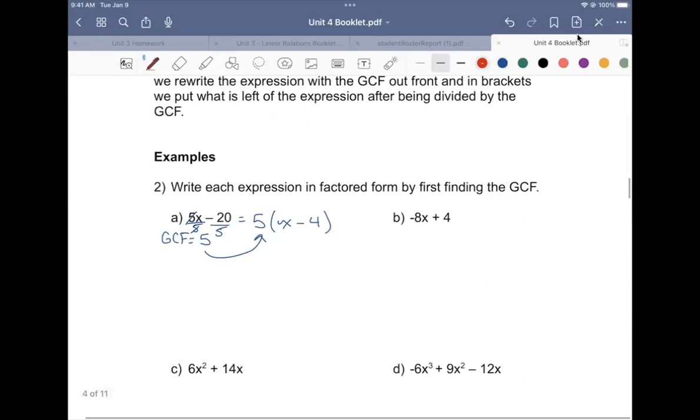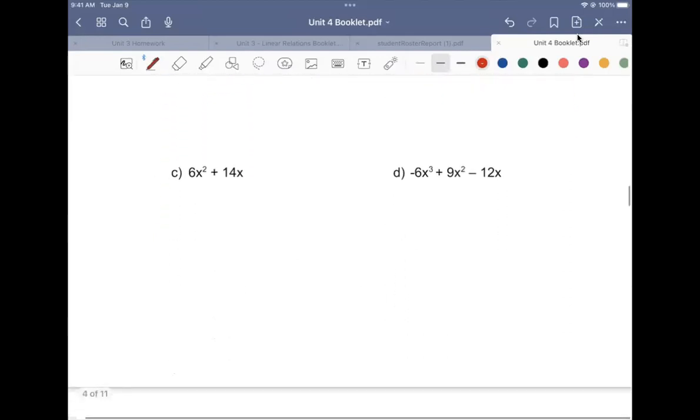If I take a look at B, I have negative 8x and positive 4. My greatest common factor is 4 because no number bigger than 4 is divisible by 4 and negative 8. So when I write it out, my greatest common factor is going to go in front of my bracket, and then I'll do my opening bracket, negative 8x divided by 4. Negative 8 divided by 4 is negative 2. And my x remains because there's no variable in this greatest common factor. Then I have plus 4. Plus 4 divided by 4 is going to give me plus 1. And my factored form is 4 times negative 2x plus 1.